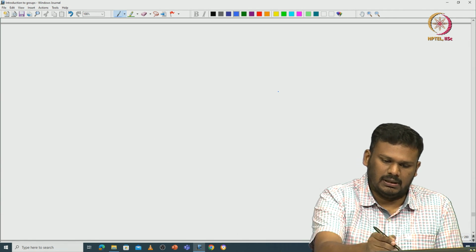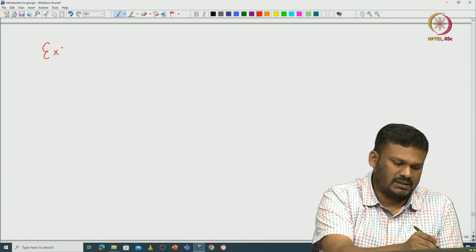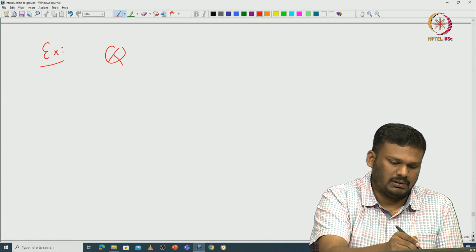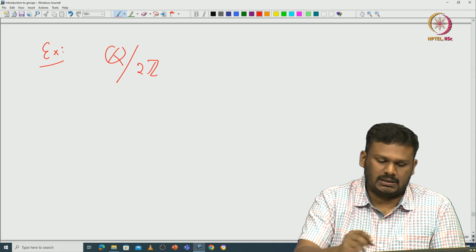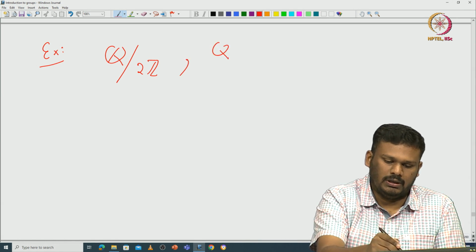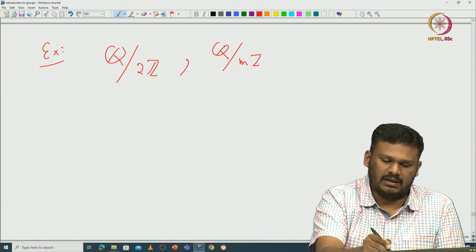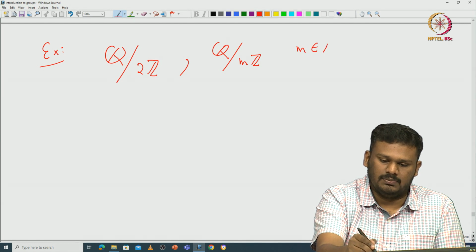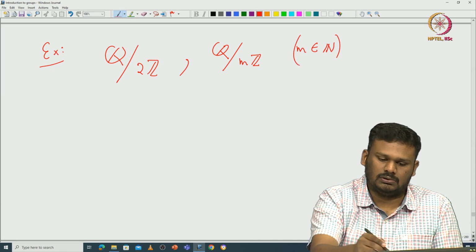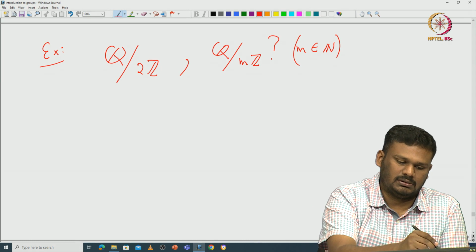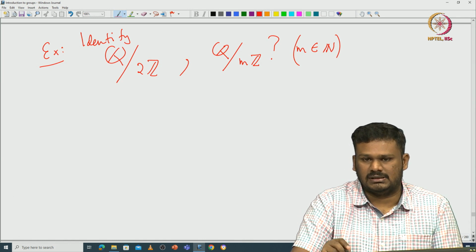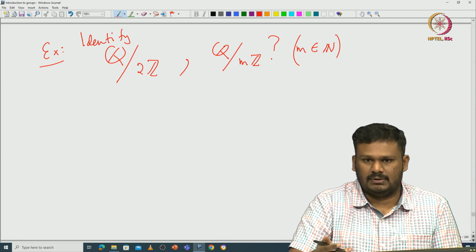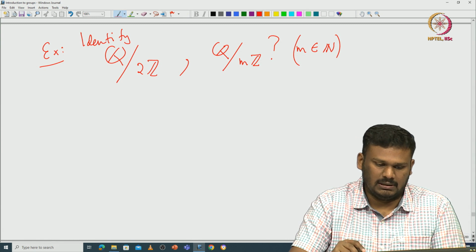Maybe I will again give more exercises. For example, you can work out what Q modulo 2Z will be, and then what Q modulo mZ will be, for m some natural number. Identify these groups. When I say identify, you have to identify them as some known groups which are simple to understand geometrically.